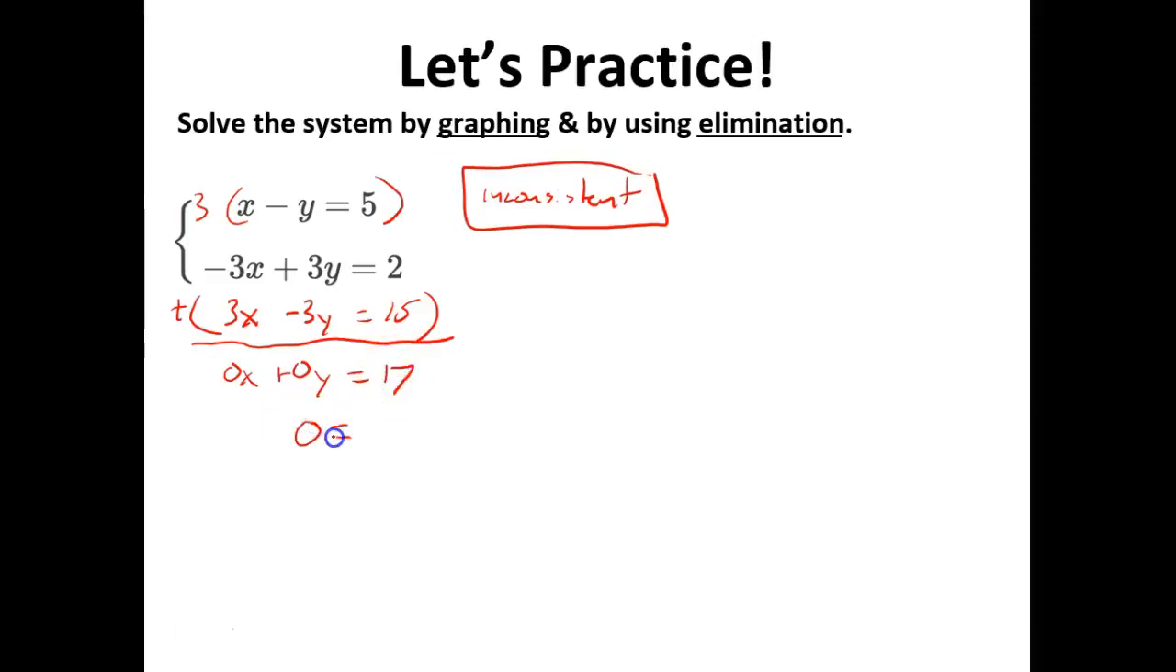This is saying 0 is equal to 17. Is that true? Definitely not true. I came up with something that was inconsistent. My answer is inconsistent. There's no real solution for this.